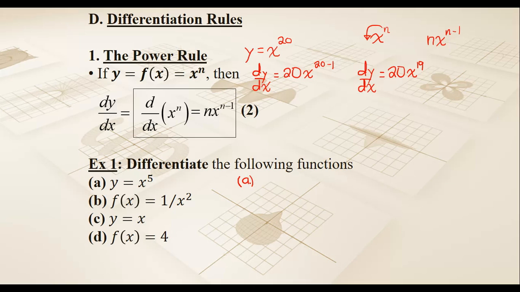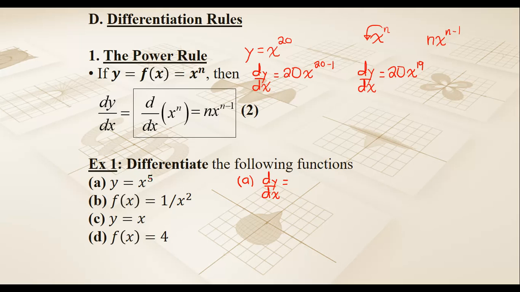Now again, there's different ways you can identify that you want to figure out the derivative of a function. One thing you could do is write down dy dx if you wanted to. That's perfectly fine. So I have y equals x to the 5, therefore dy dx would be equal to, okay, so what do we do here?